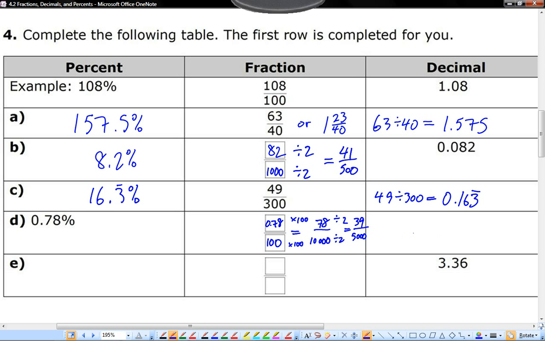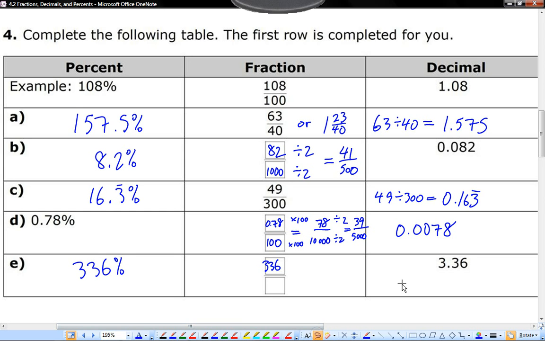Changing the percent into a decimal means moving the decimal 2 spots to the left, so 0.0078. 3.36 as a decimal is 336%. And 3.36, I can write it as 336.